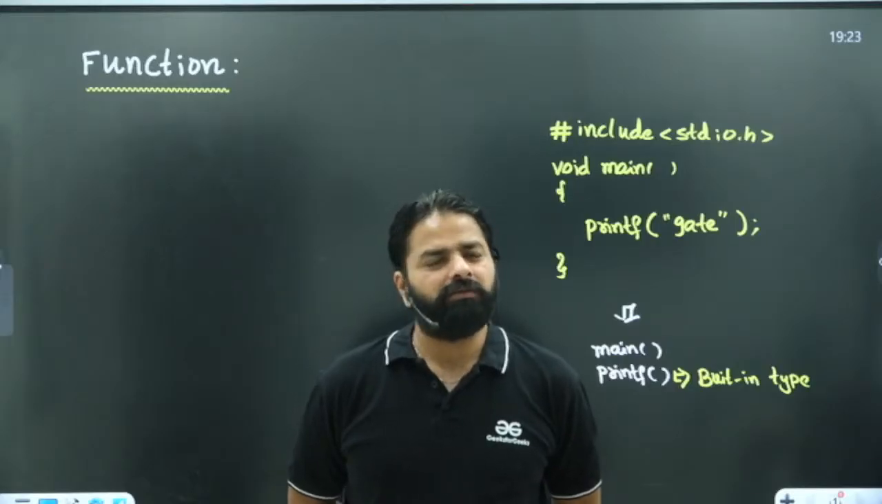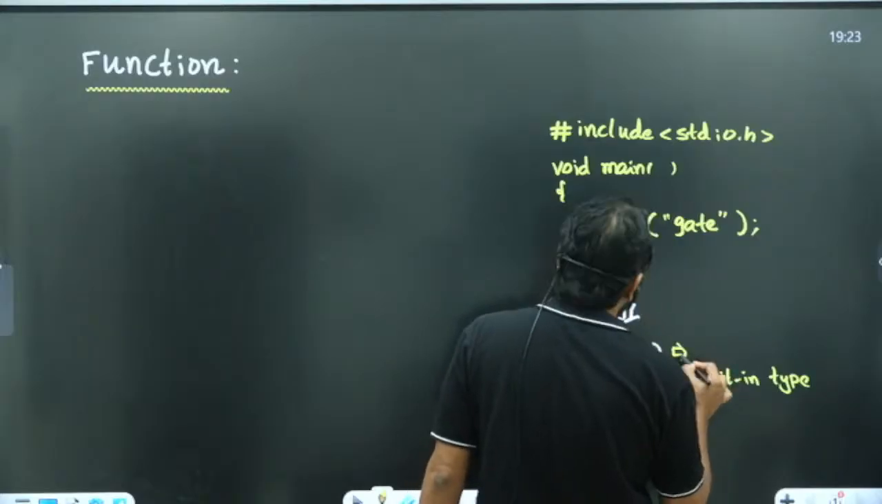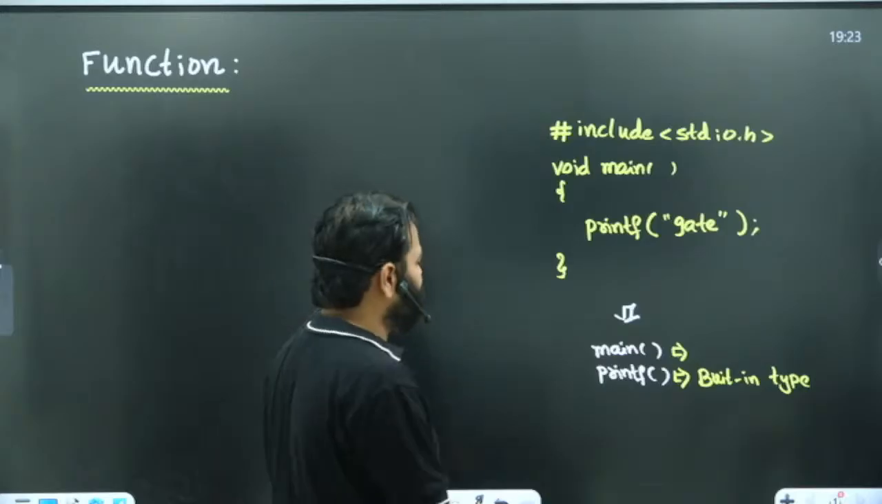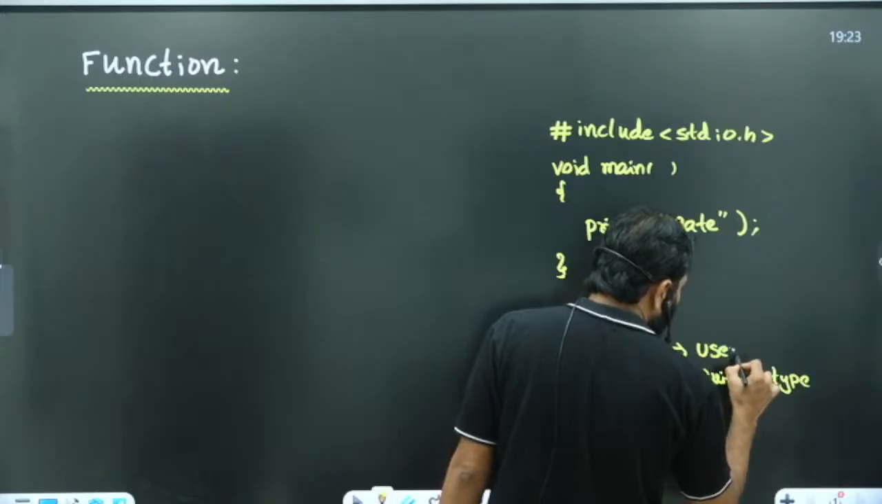Have you understood? The main is not a built-in type. Everything we are writing in English, and I'm using both languages to help understanding. So this is user defined, right?